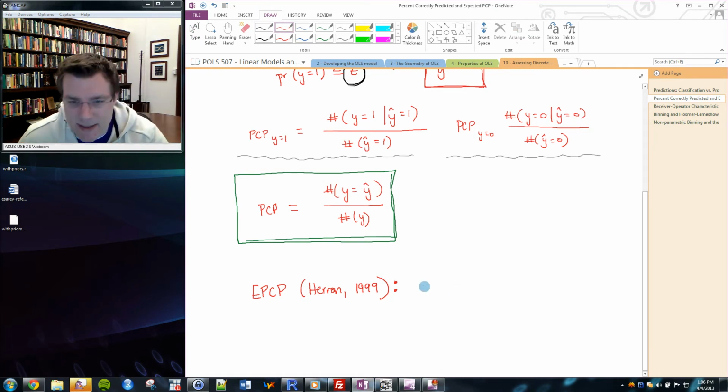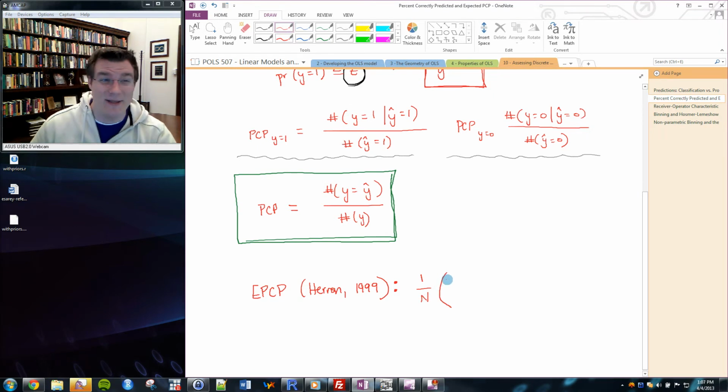And so what it does instead is it tries to calculate the percentage of the time that we would have made the correct prediction by saying that if, for example, probability of y equals 1 is, say, 30%, and we actually observe it as a 1, we would have gotten it right 30% of the time. That's the way I understand the logic.